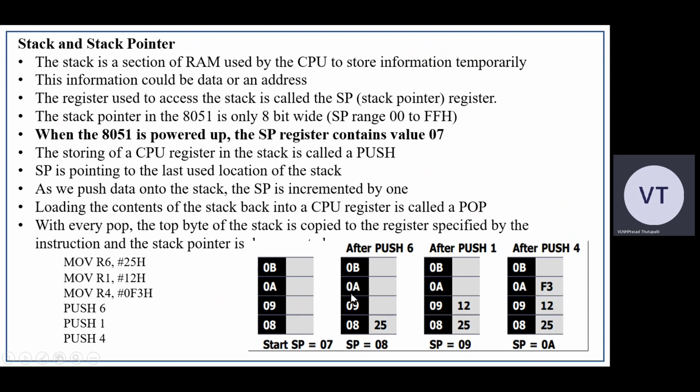So with this particular example, it is very clear that whenever you push something into the stack, the stack pointer will be incremented by 1. Whenever you pop, means whenever you're trying to retrieve something from the stack, then the stack pointer will be decremented by 1. Right? By default, when the microcontroller is powered up, the stack pointer register contains the value 07. This is an important point, that's why it is highlighted. And the stack pointer is a special function register which is not bit addressable.